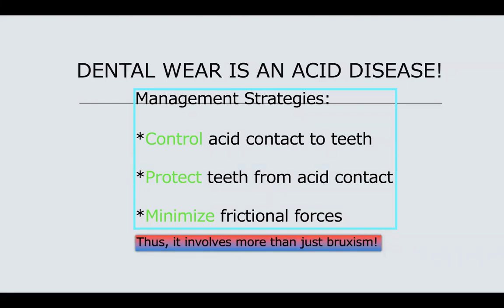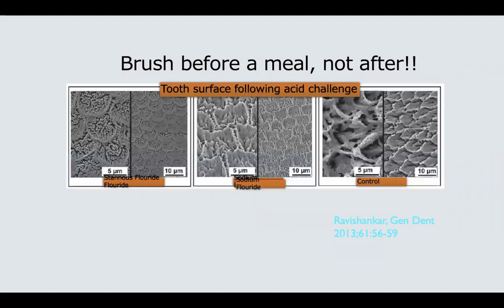The bottom line is excessive wear with the parafunctional habits needs a softening, and that's done by acids, really intrinsic or extrinsic. Here's the difference between fluorides. Stannous fluoride on the one side, sodium fluoride in the middle, and a control. Sodium fluoride almost just desensitizes the tubules, whereas stannous fluoride actually blocks the tubules. There's a difference in their mode of operation.